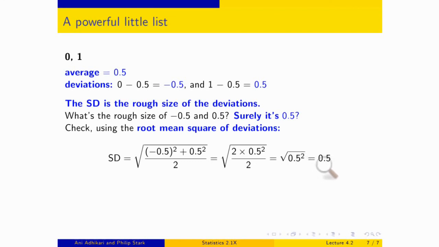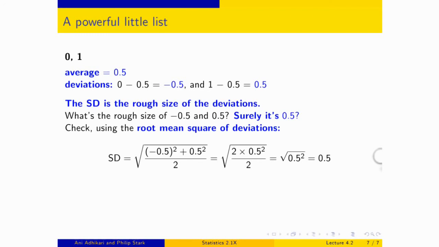And so, lo and behold, just as you wanted, the SD formula applied to this little list, 0 and 1, gives the right answer. By the way, those of you who have heard about dividing by n minus 1, if you divide by 1 here, you'll get a very strange answer. Once again, don't do it. So that's comforting. It shows that in the simple case, we get the right answer.